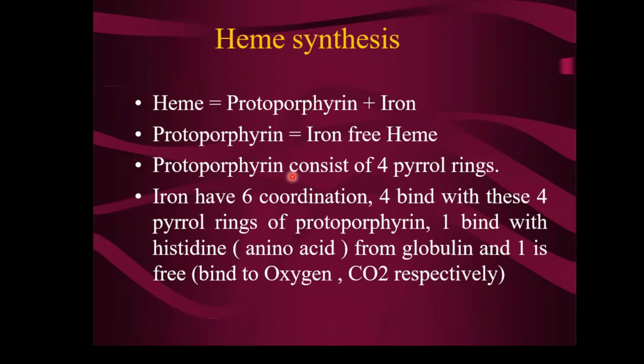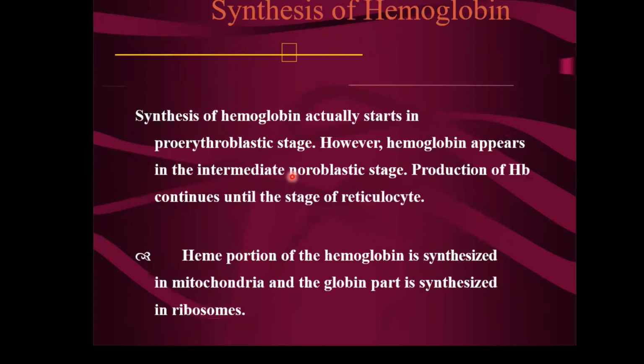Protoporphyrin consists of four pyrrole rings on the four sides. We have already discussed that iron has a coordination number of six. Four are bound with the four pyrrole rings of protoporphyrin. One is bound with histidine, an amino acid, and the one remaining is free to bind with oxygen or carbon dioxide as the need may be.